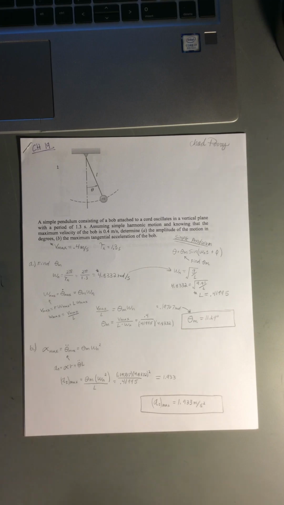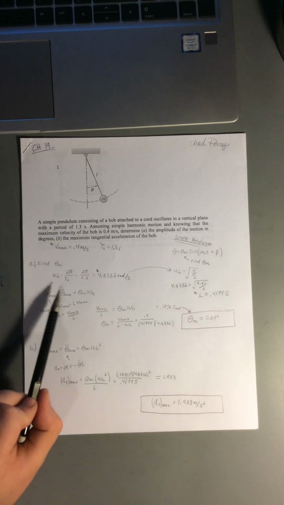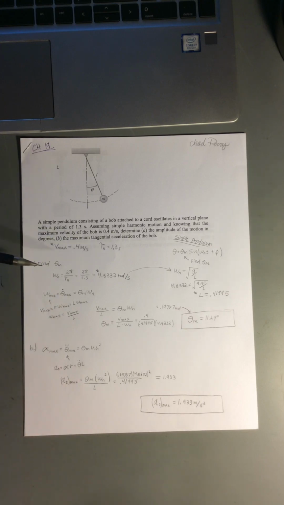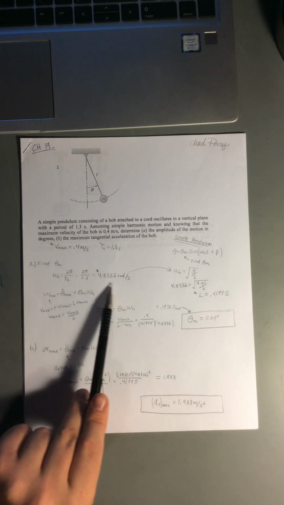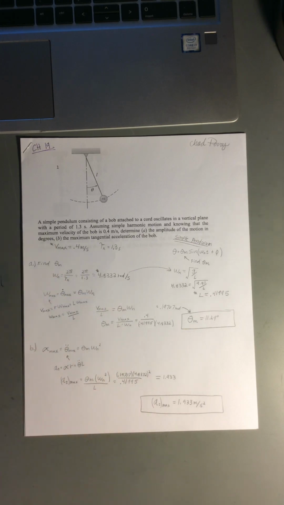And so in order to solve this, I recognized first that we had everything we needed to find our natural frequency omega n, because we were given our period, and we know that this is the equation for omega n. And so solving that, we could get this for our omega n value in radians per second.